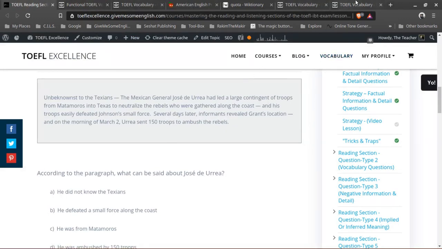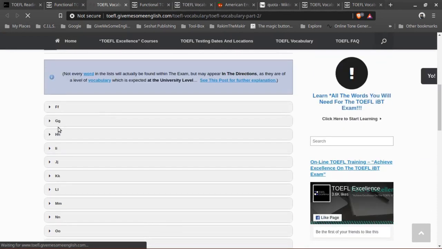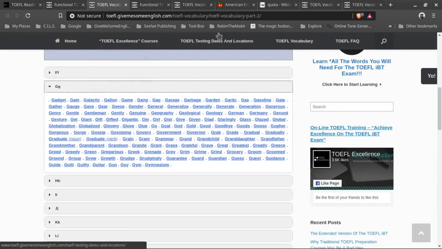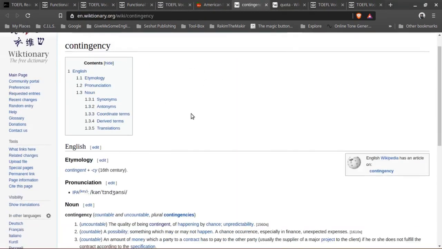So let's go through that again. You click the word vocabulary. It takes you to the vocabulary database: A through E, F through Q, R through Z. Choose your letter. Find your word in the list. Click on it. It takes you to the pronunciation. And if you click on the word in the pronunciation, it takes you to the Wiktionary page.